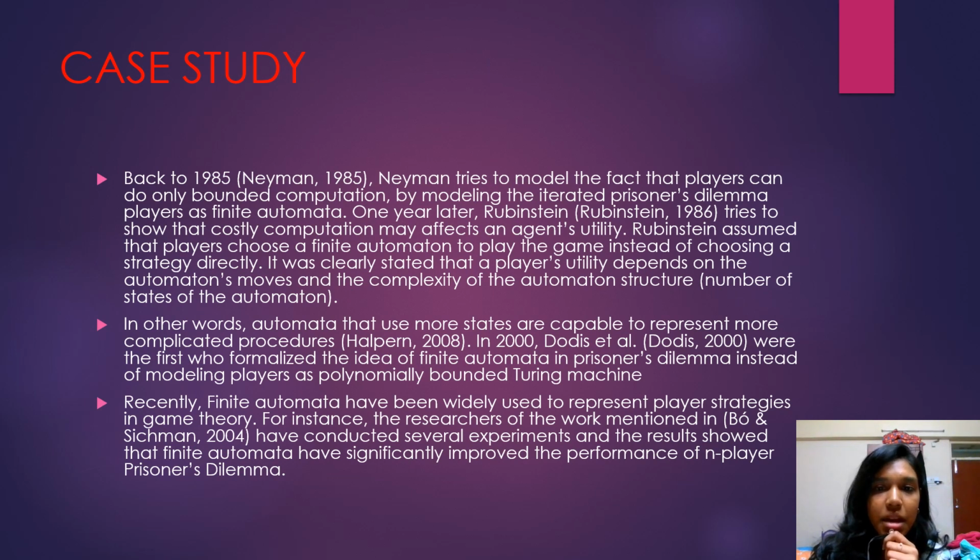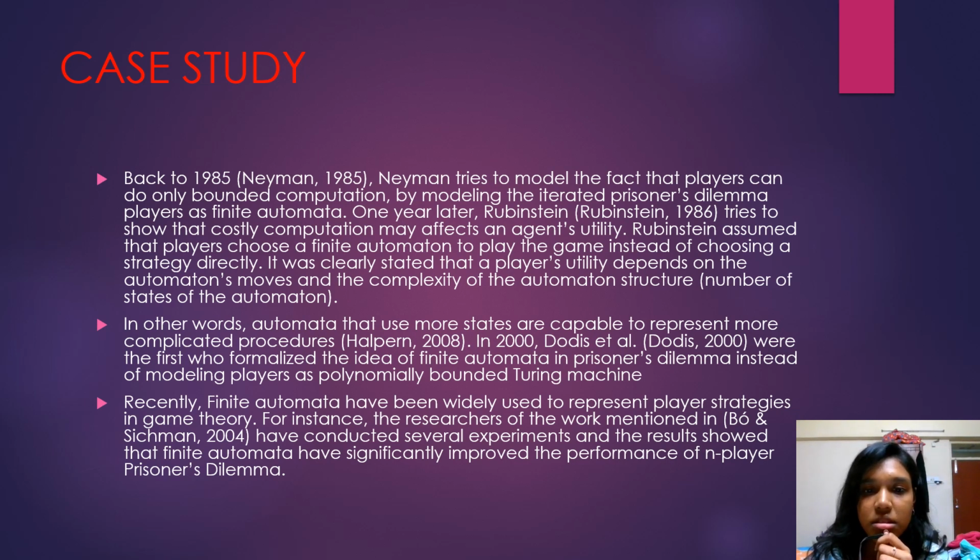Case studies. These are some case studies. Back in 1985, Neyman tries to model the fact that players can do only bounded computation by modeling the iterated prisoner's dilemma players as finite automata. One year later, Rubinstein in 1986 tries to show that costly computation may affect an agent's utility. In other words, automata that use more states are capable of representing more complicated procedures.